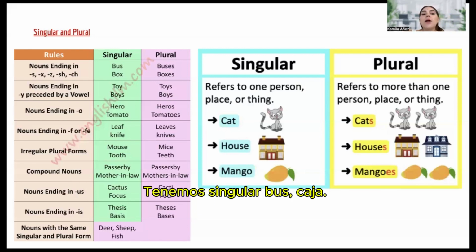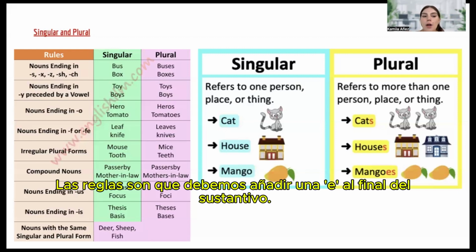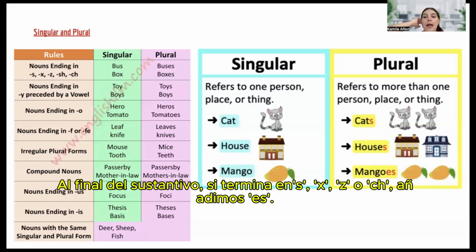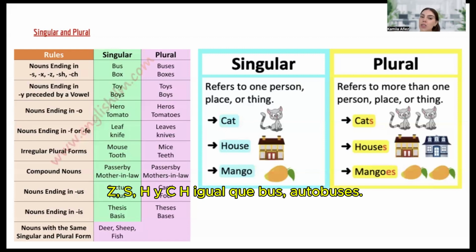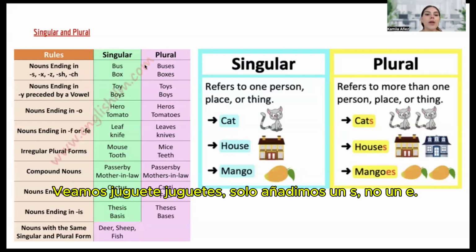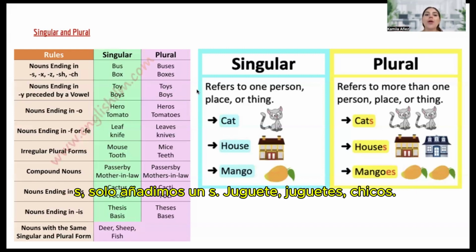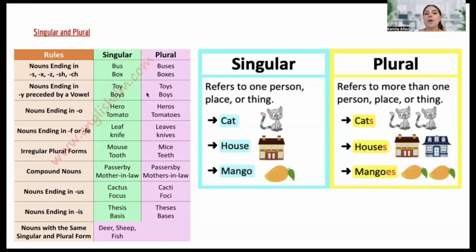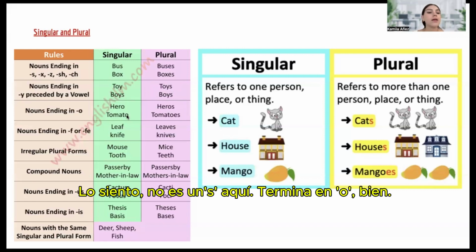Okay, so we have singular, bus, box. So the rule is that we will need to add an es at the end of the noun if a noun is ending in s, x, z, sh, and ch, just as bus, buses, box, boxes. Nouns ending in y preceded by a vowel. Let's see. Toy, toys. We just add an S. No ES. We just add an S. Toy, toys. Boy, boys.